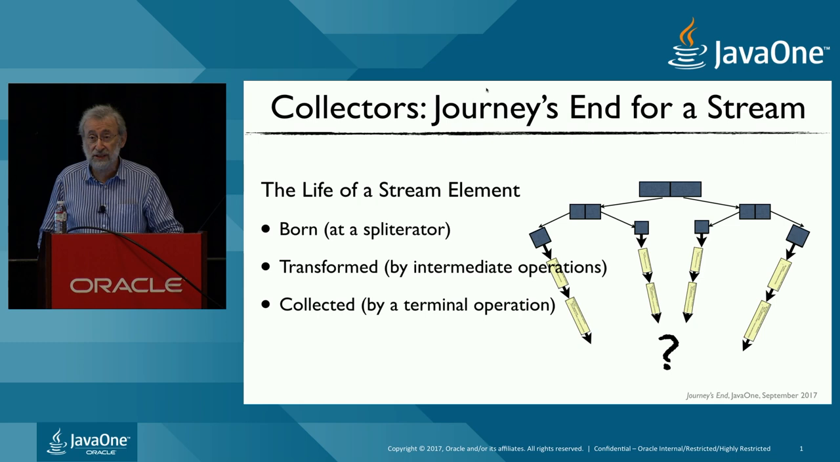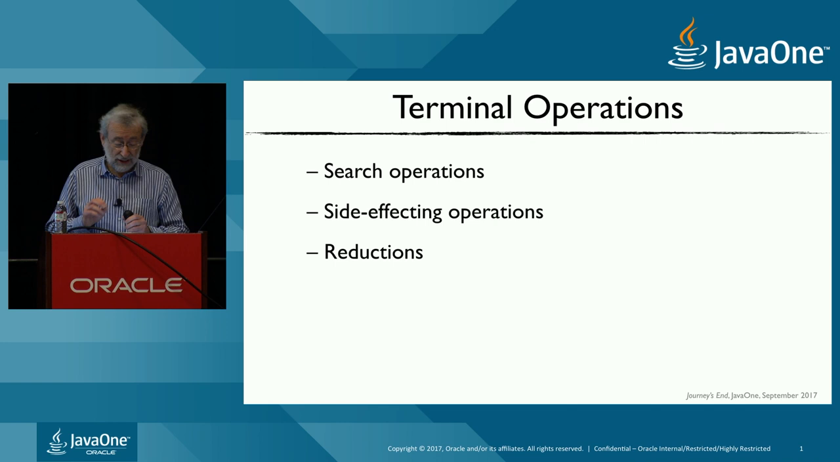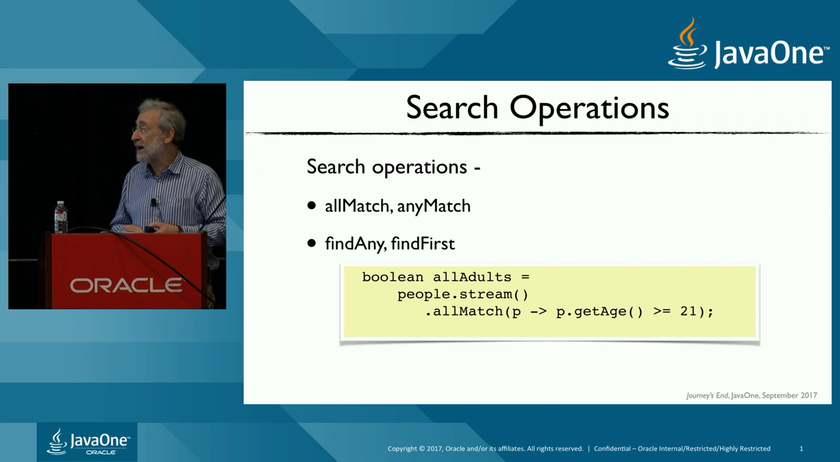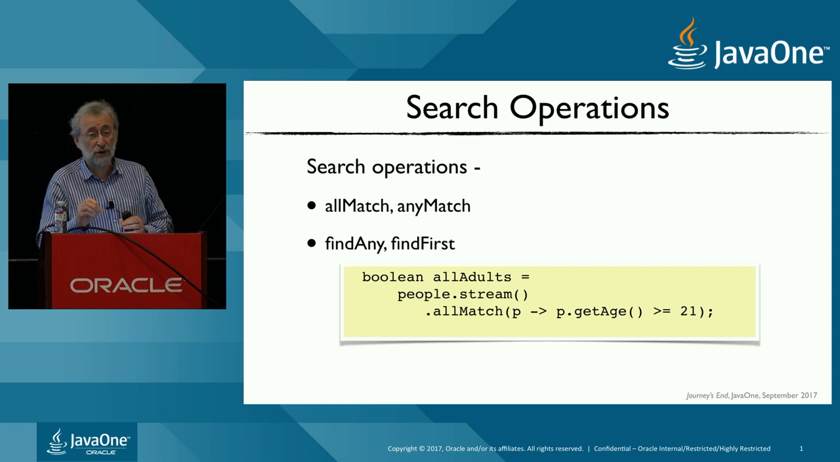Okay, so now I'm going to focus on the terminal operations a bit. There's three kinds of these, and I'm only going to go through two of them very briefly, because I'm really interested in the third one very much. The search operations are things like allMatch and anyMatch and findAny and findFirst. So these terminal operations are the things that actually pull the data down the stream. So you could set a stream up by saying I want a stream, but until you actually provide a terminal operation, to start the execution of that, nothing moves.